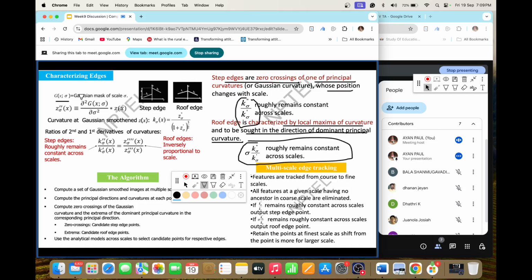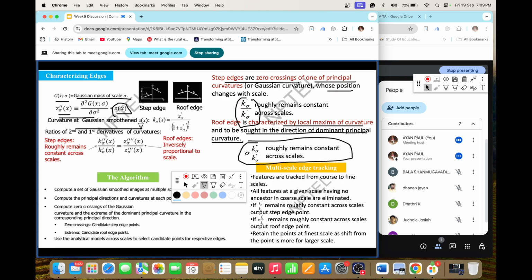And g is nothing but a Gaussian mask of scale sigma. Sigma is nothing but the standard deviation. This z of x is the equation of the curvature, and z sigma of x is what we get after we do the Gaussian multiplication, or after we apply this Gaussian function on this curvature, and we get this z sigma double dash of x.